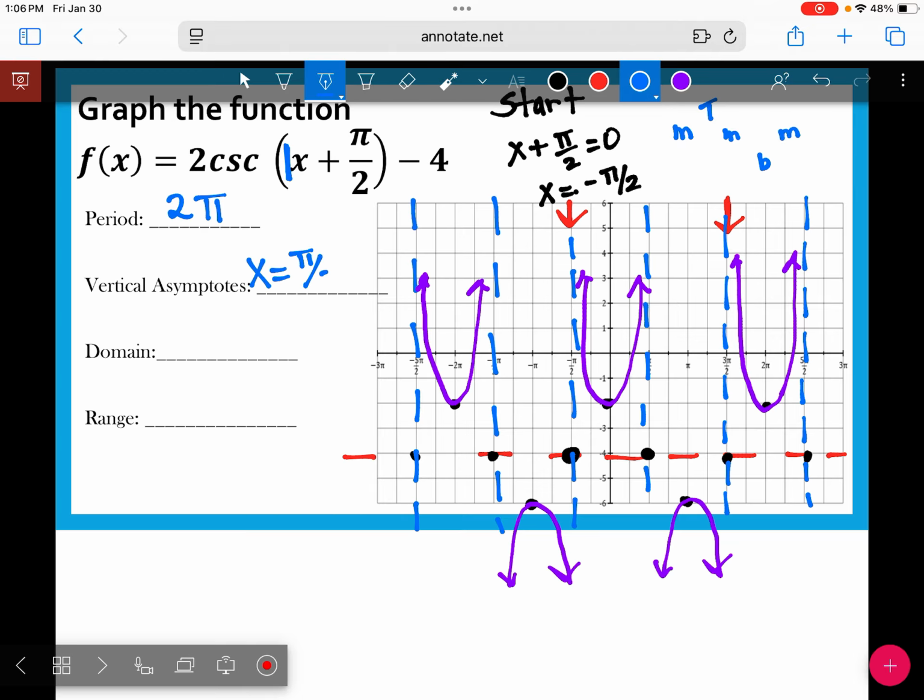And we have another one every half of the period. So if my period is 2 pi, let me scoot that over actually. So x equals pi over 2 plus and minus, and what's half of 2 pi? Pi. And you have to put either an n or a k at the end to show it repeats. My domain is all real numbers. X cannot equal pi over 2 plus and minus pi n.